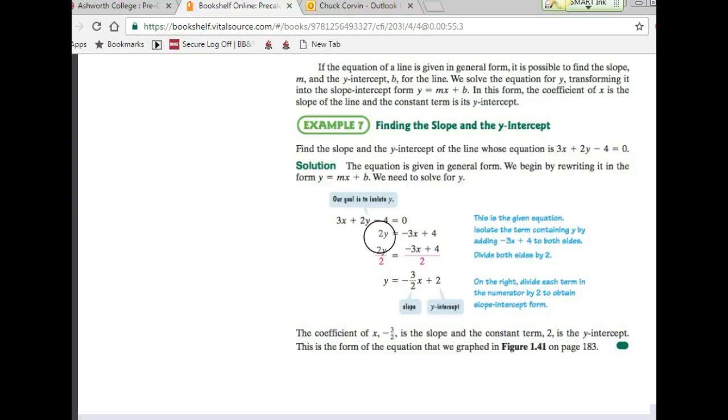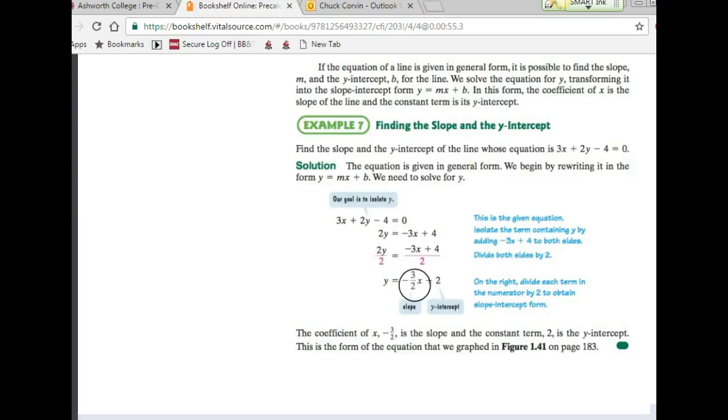Now all I have to do to get the y by itself over here is to divide by 2. Notice that what you do to one side, you must do to the other. So we're dividing both sides by 2. Of course, that's going to leave me with y on the left side. On the right side, negative 3 divided by 2 just becomes the fraction negative 3 halves, x. And then 4 divided by 2 just turns into a regular 2.